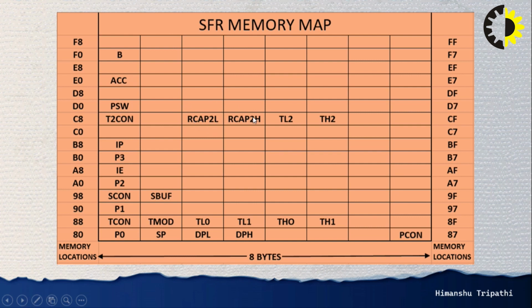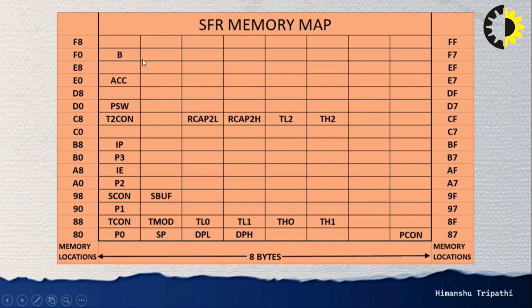Similarly, RCAP2L and RCAP2H are applicable. These registers, TL2 and TH2, are applicable in the 8052 because they can be used with timer counter 2. Timer counter 2 is a part of the 8052 and is not available inside the 8051. PSW is often termed the program status word, or some texts also refer to it as the processor status word. But in the case of the 8051, the most appropriate terminology is program status word. Simply put, it is the flag register of the 8051 microcontroller.